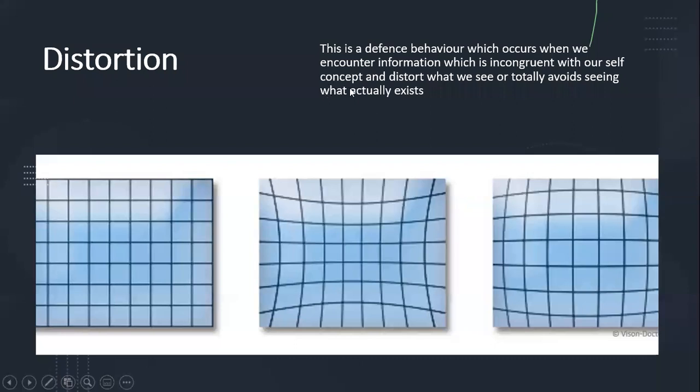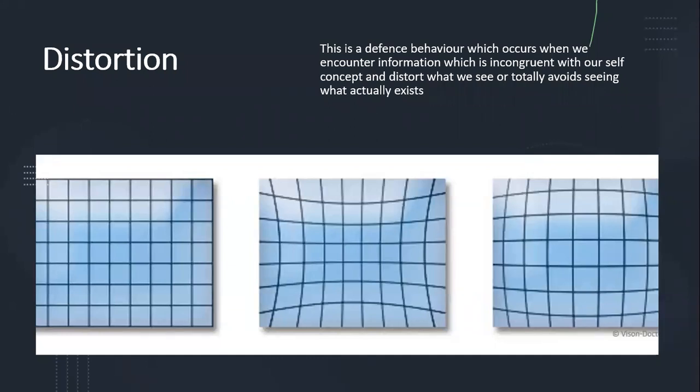Another one is distortion. And this is a defense behavior which occurs when we encounter information which is incongruent with our self-concept, and we distort what we see or totally avoid seeing what actually exists. Now, this happens a lot. You understand? When you come across something and you are like, this can't be so. So you will just distort it and avoid seeing the reality. Even if you are told that this thing is not good for you, you will say, no, leave it, it's good for me.